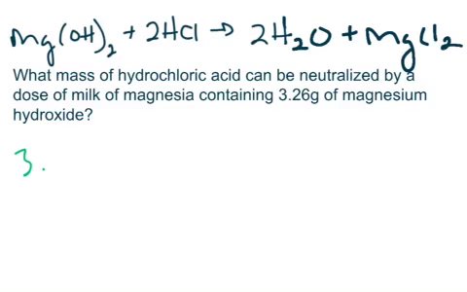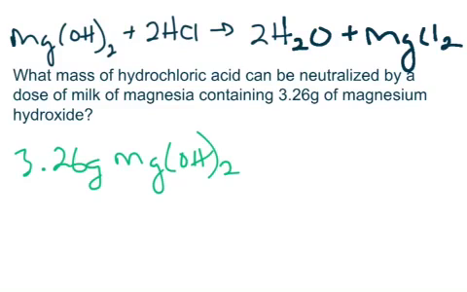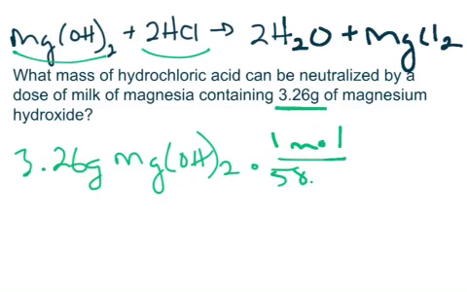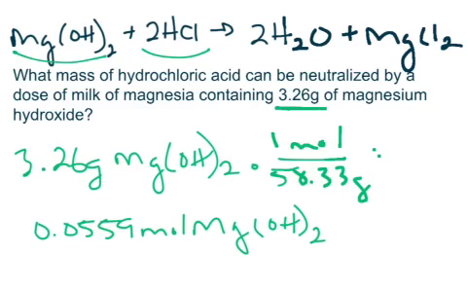So this one, okay, we are going to figure out how much acid we need to neutralize this base. So again, our issue is we're starting with grams. Okay, in order to compare a base to acid, we need to get to moles. So first step is always divide by the molar mass of the substance that you have, which is 58.33. And that gives us 0.0559 moles of magnesium hydroxide.